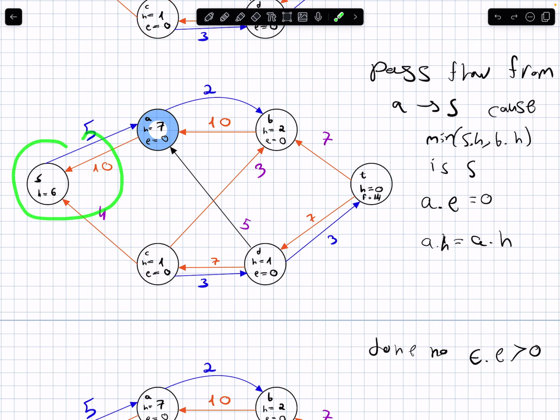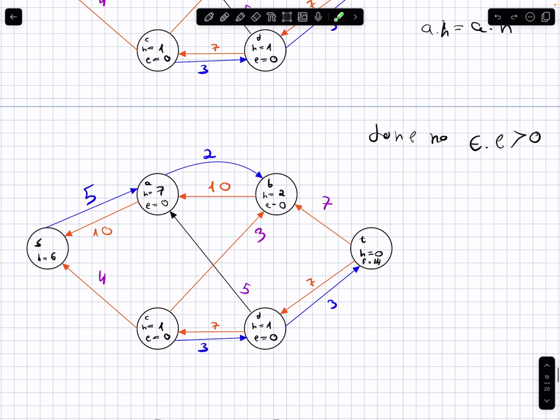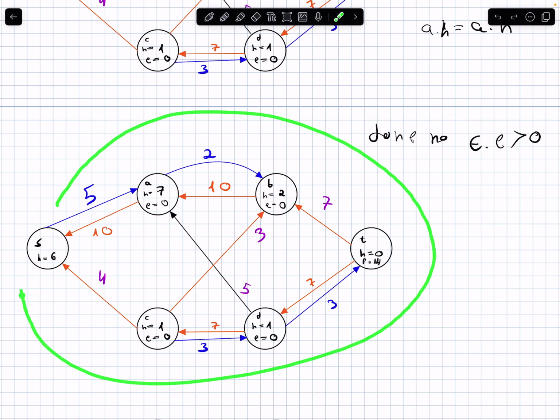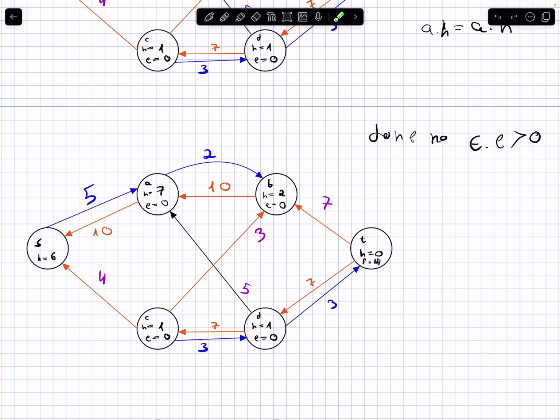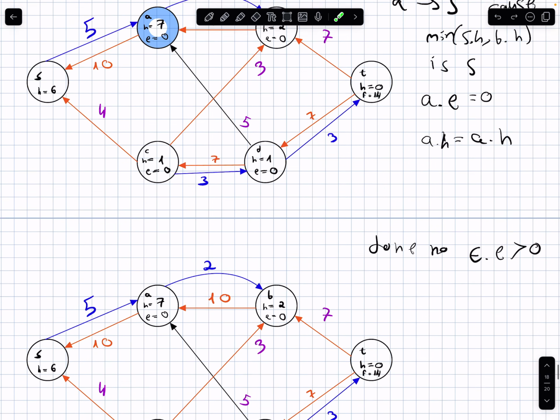So this is what we get, and we will get this as the final answer. And how do we know when to stop? When we have no axis which is bigger than 0, and we finish the algorithm.